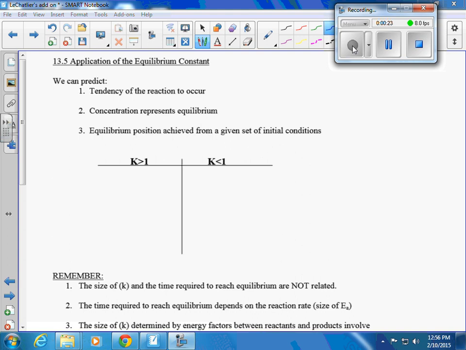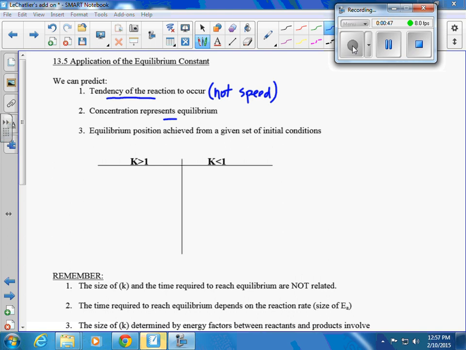So, application of the equilibrium constant: we can predict the tendency of a reaction to occur. Is it really going to happen or not? The concentrations represented at equilibrium for part 2, and then the equilibrium position achieved from a given set of initial conditions. Now, again, we're talking about the tendency. We are not talking about the speed. They are not going to be related.